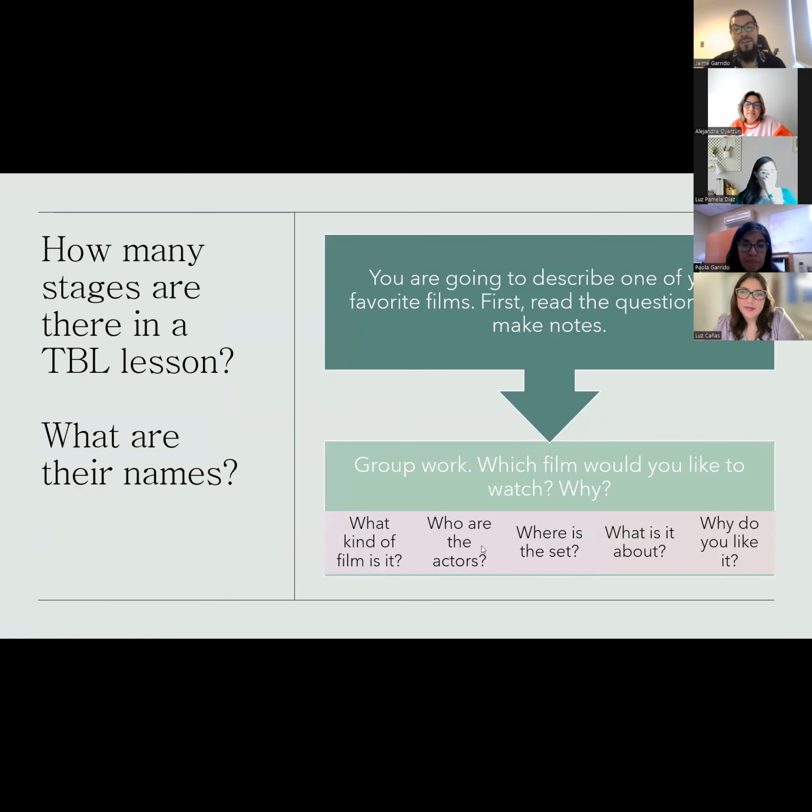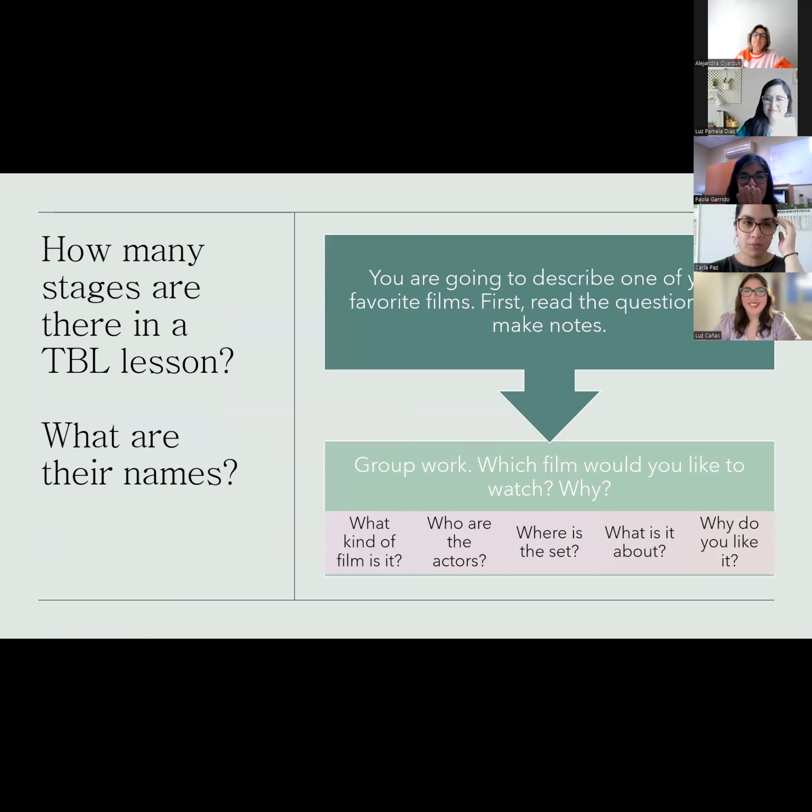Now in terms of stages of a TBL lesson, we're going to say what will be the number of stages or the name of them. Do you know how many stages we have in a TBL lesson? No, Luz says no, Paula says no. I don't know them all, but there is the pre-task, the task that has like 3 stages in that. Right. And then it has the use of language, which is like the post-task.